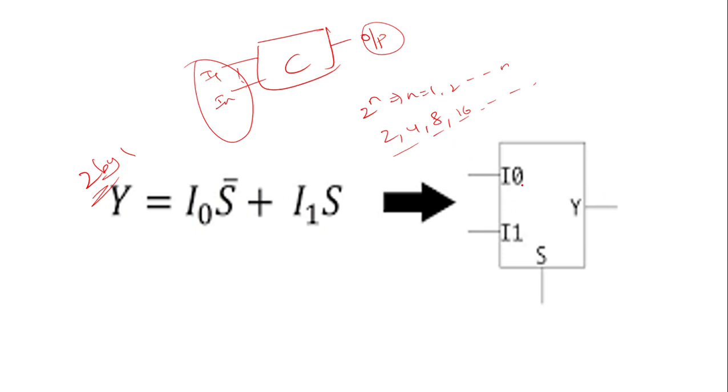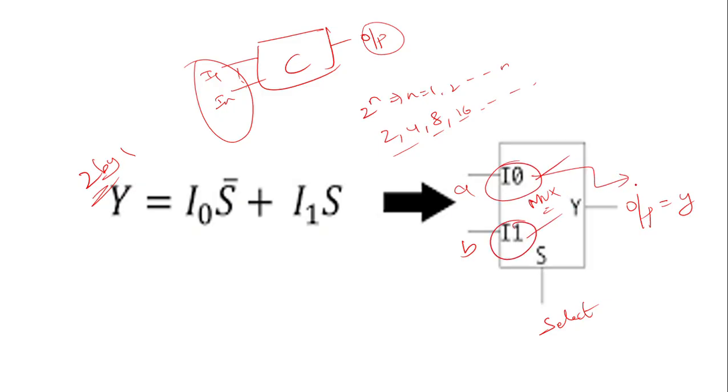The block diagram is like this. It is a 2x1 mux, so there are two inputs and a single output. I consider A and B as the inputs and my output as Y. This is our select line. Select line means at a time we can select only either this input or this input, giving a single output. By using this select line, you can select one of the inputs. That's why we use the select line.